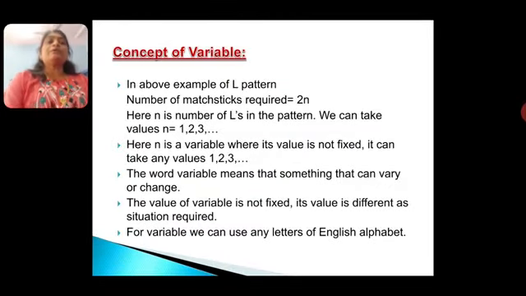Now, the concept of variable. In the above example of the L pattern, the number of matchsticks required equals 2n. Here n is the number of L's in the pattern. We can take values n equals 1, 2, 3 and so on. Here n is a variable whose value is not fixed. It can take any value 1, 2, 3 and so on.